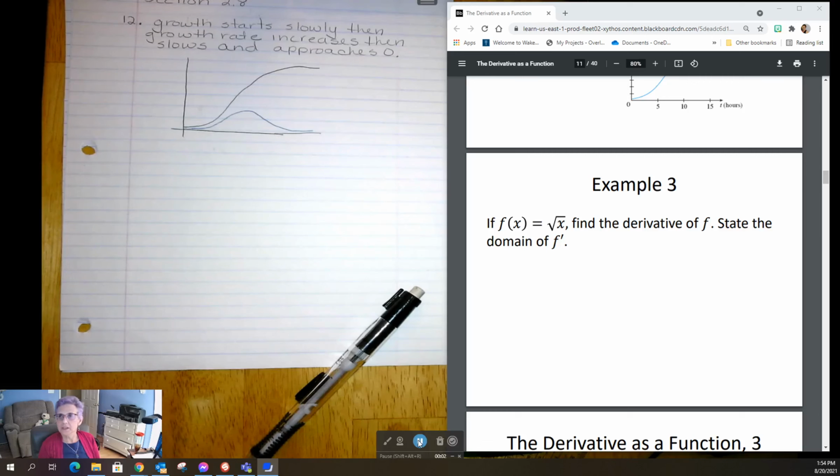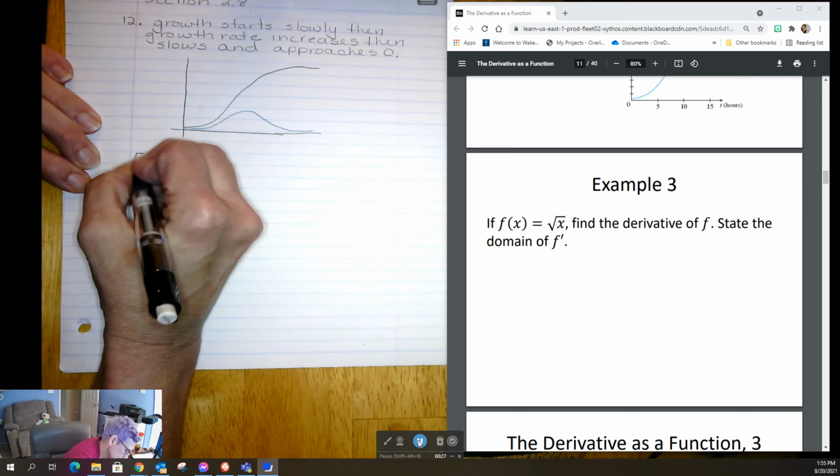Alrighty, let's take up with example 3. f of x is equal to the square root of x. We want to find the derivative and state the domain of the derivative. Because they're both functions, they both have domains. Now, the domain of the derivative will be no larger than the domain of the original function. It can't possibly be larger than the domain of the original function.